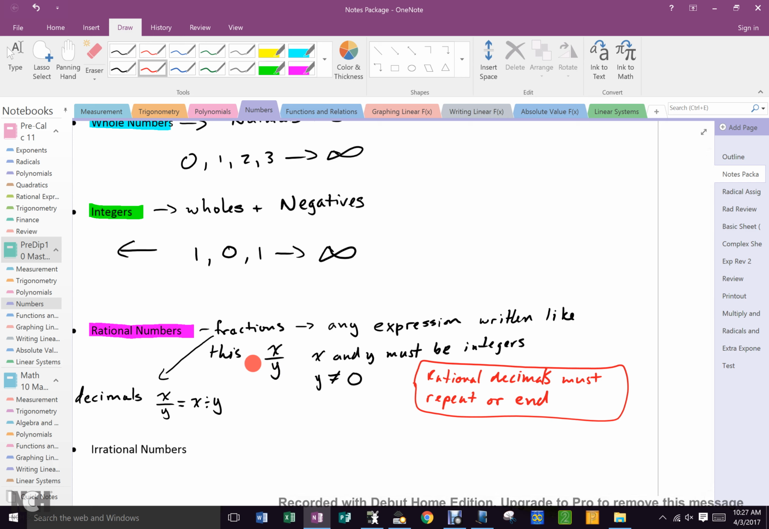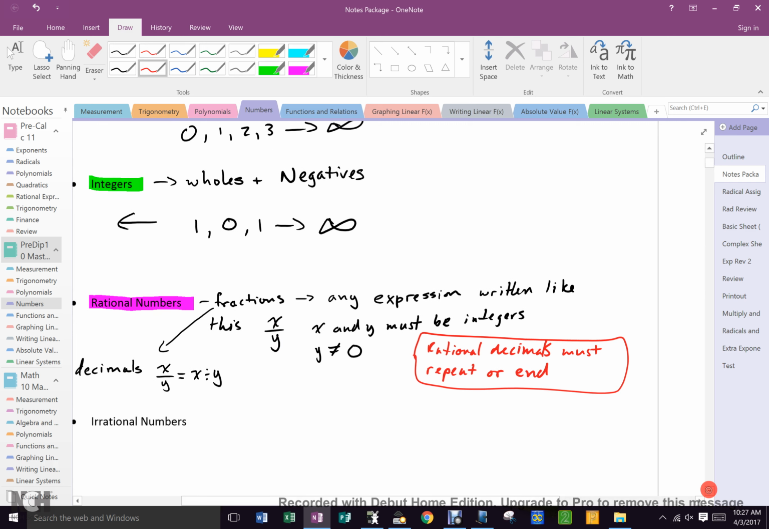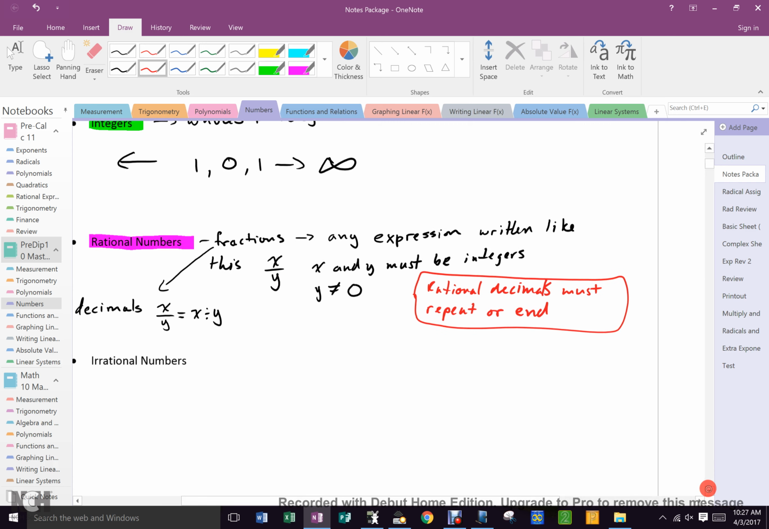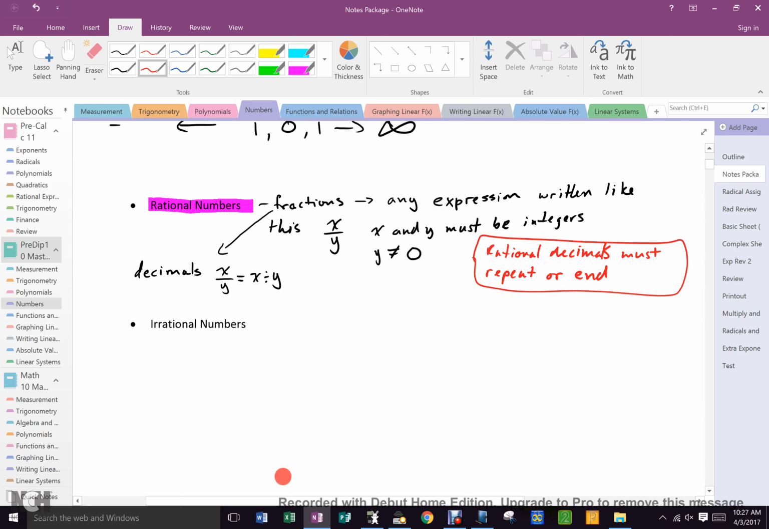Everybody cool? Okay. Now, if we can have rational numbers, we can have irrational numbers. And irrational numbers are simply these. These are decimals that neither repeat nor terminate. What's the most famous irrational number? Pi.